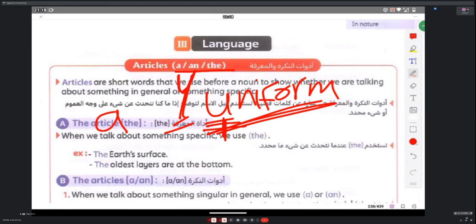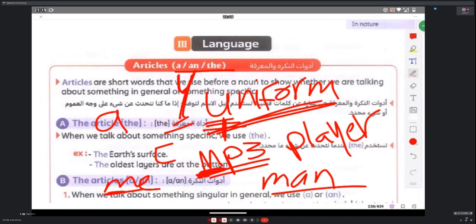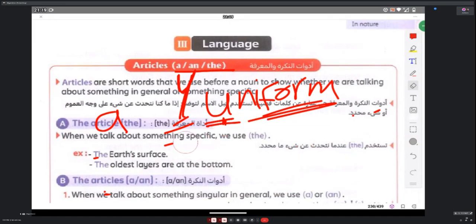Also, MP3 player. We pronounce the letter M here as 'em'. So we use an MP3 player. It's not always the same; how we pronounce the word decides whether we use a or an.